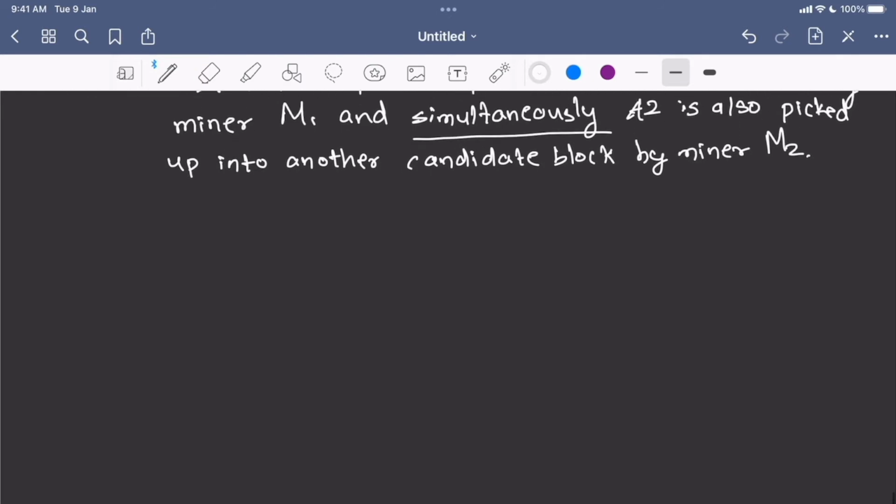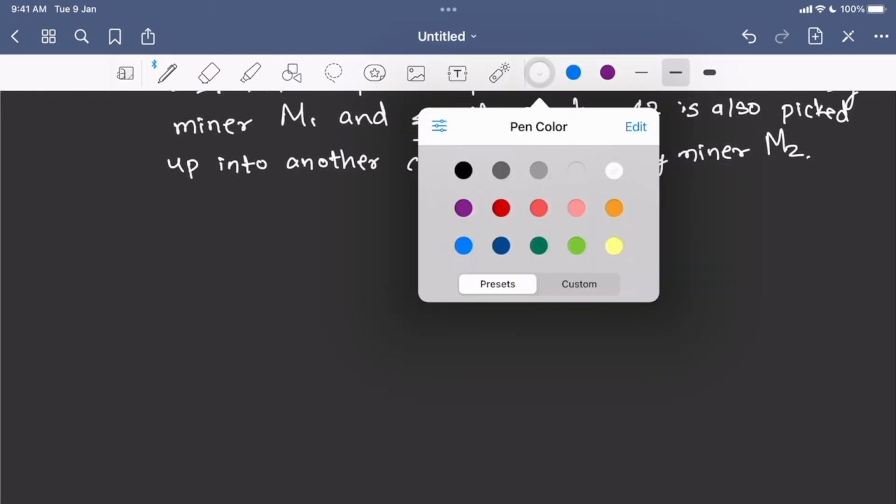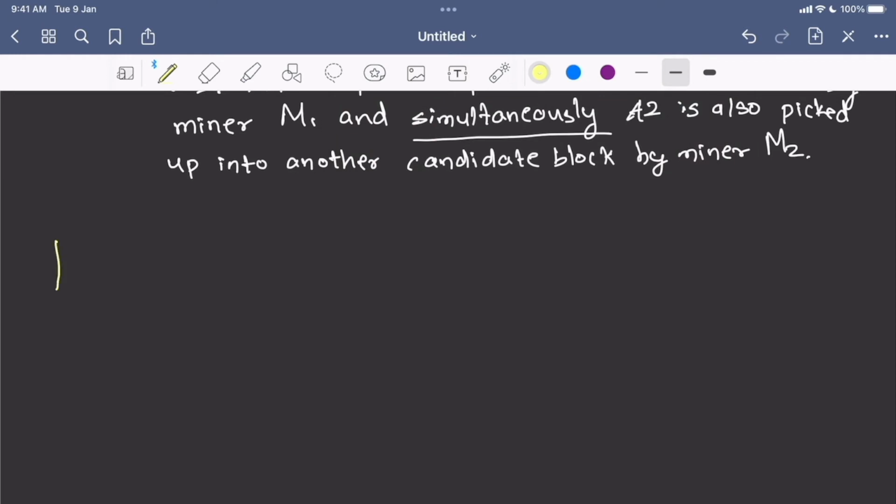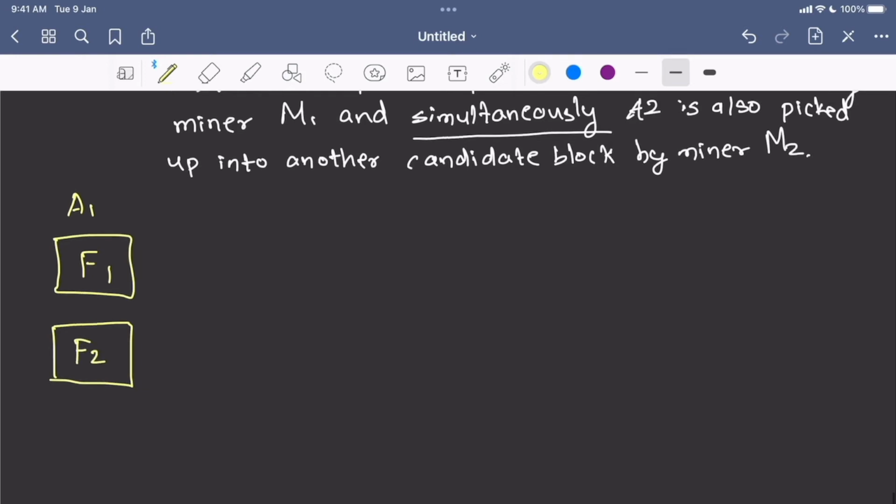So let's say the miner M1 created a block F1 to be added to the end of the chain, which contains A1, right? Since both of them picked up at the same time, let's assume both of them made a block at the same time as well. So now we have two blocks, F1 which has transaction A1, and F2 which has transaction A2.